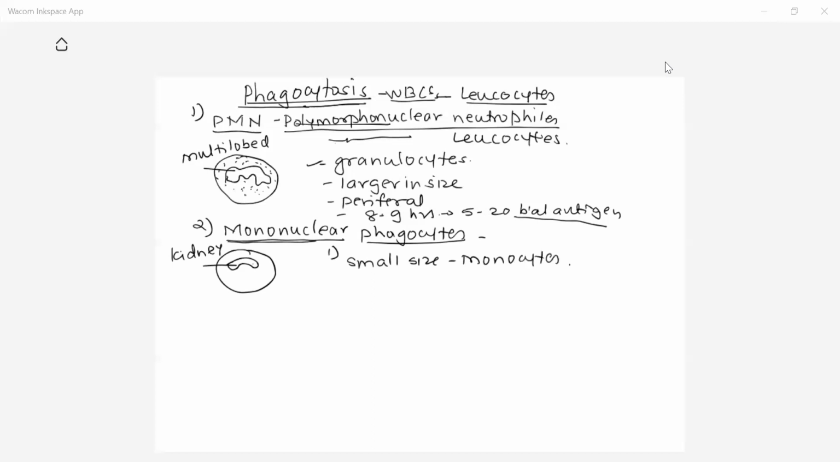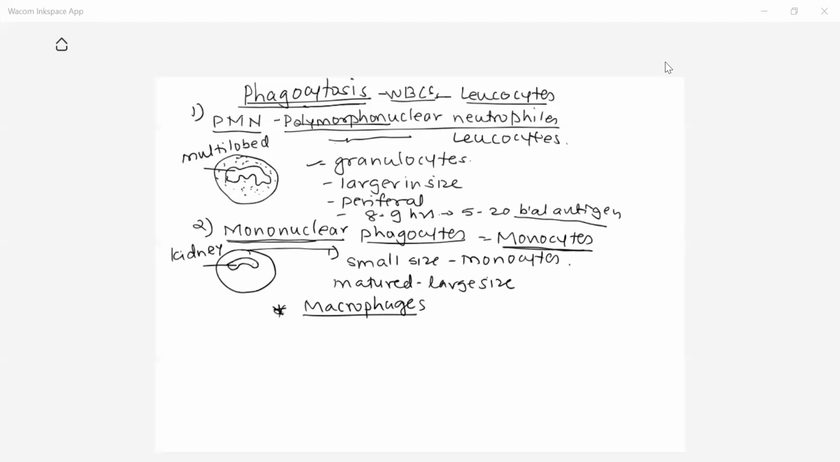These monocytes remain in the blood for a few hours, and then they mature into a large sized cell called macrophages. So monocytes mature into macrophages, and these macrophages perform the function of phagocytosis. So we can say that these monocytes, or mononuclear phagocytes, are the precursor cells of the macrophages. Precursor means these monocytes form macrophages.